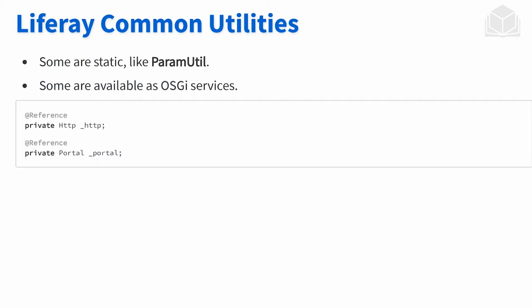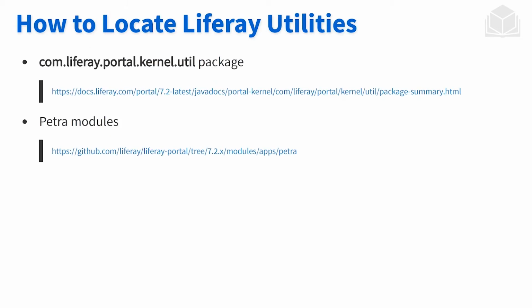So with many of the utility classes that we have, they'll either come as static classes like ParamUtil, or they can come to us as OSGi services, as we see over here in this example. So either way, we'll have a number of different ways to invoke these utility classes, but they are available to us in one of those two formats. You can check out some of the documentation that we have in order to see more of those utility classes and what they're able to accomplish for us.